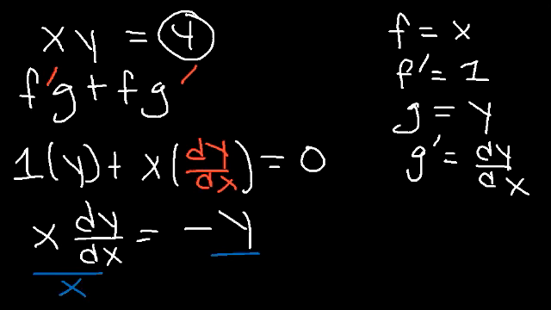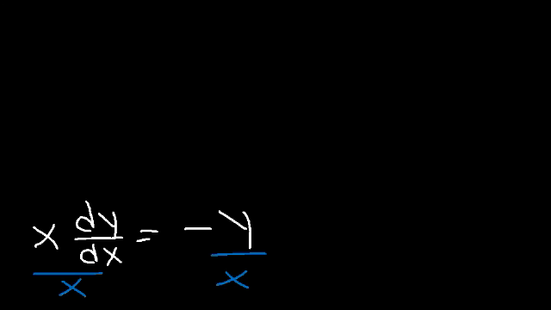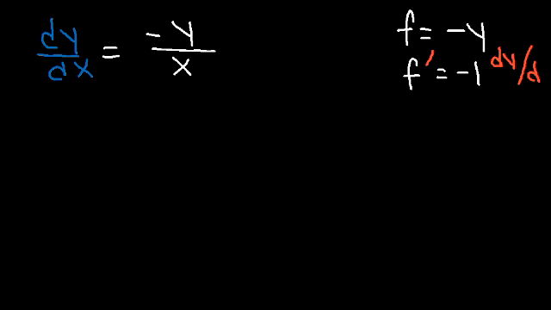And to isolate dy/dx, we've got to divide both sides by x. So therefore, dy/dx is equal to negative y over x. Now let's find the second derivative, since the fraction is not too bad. So f is going to be negative y. f prime is going to be negative 1 times dy/dx. g is x, so g prime is 1.